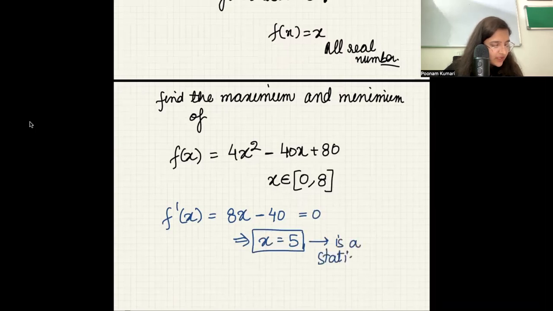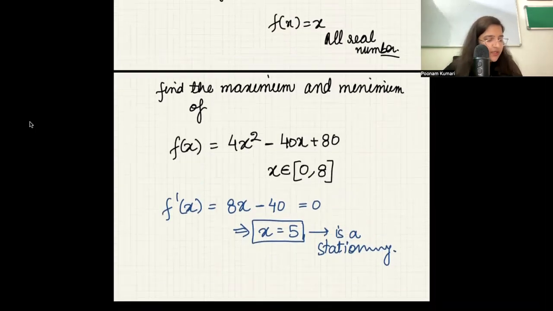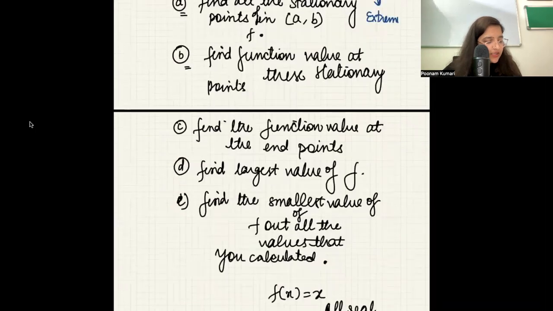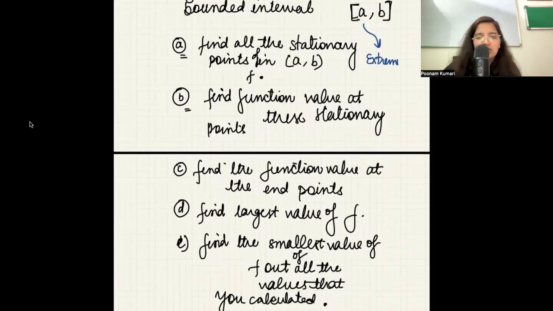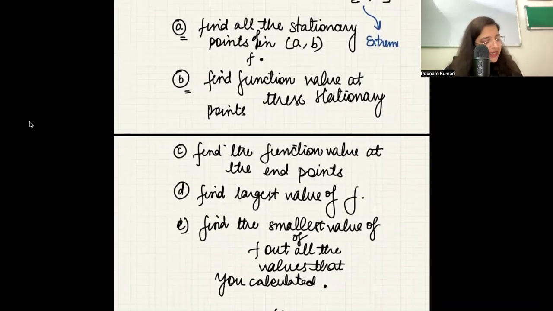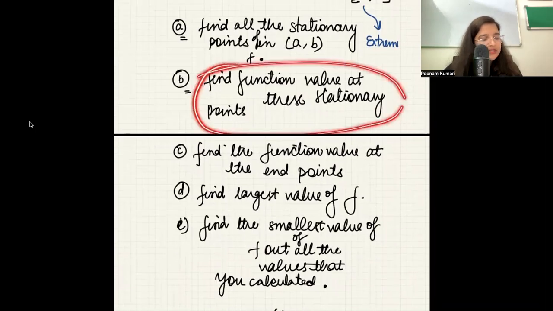And if in a question they ask you to find the stationary points, just differentiate your function and find for what all x values your derivative takes the value 0, okay? That is the first step. So they ask us to find all the stationary points. There is only one stationary point here. Second, find the function value at these stationary points.